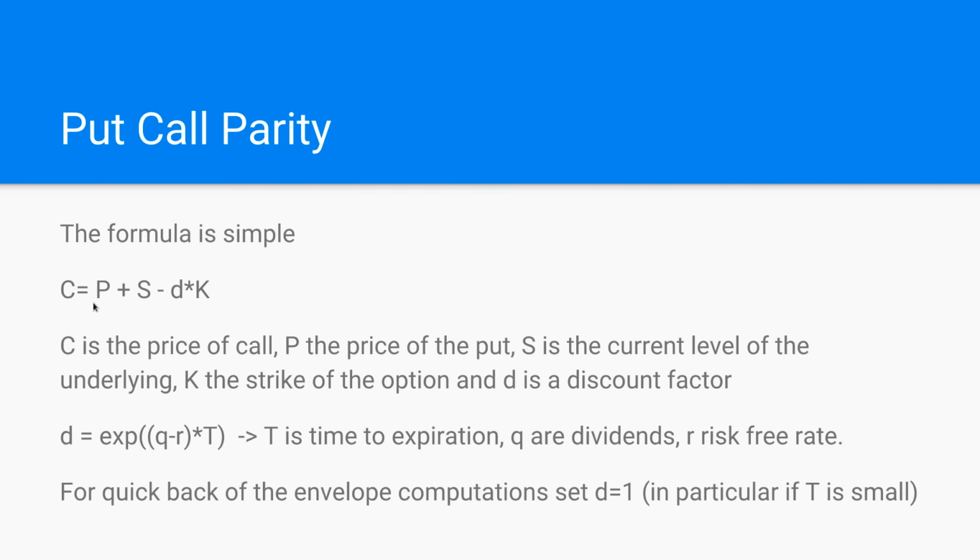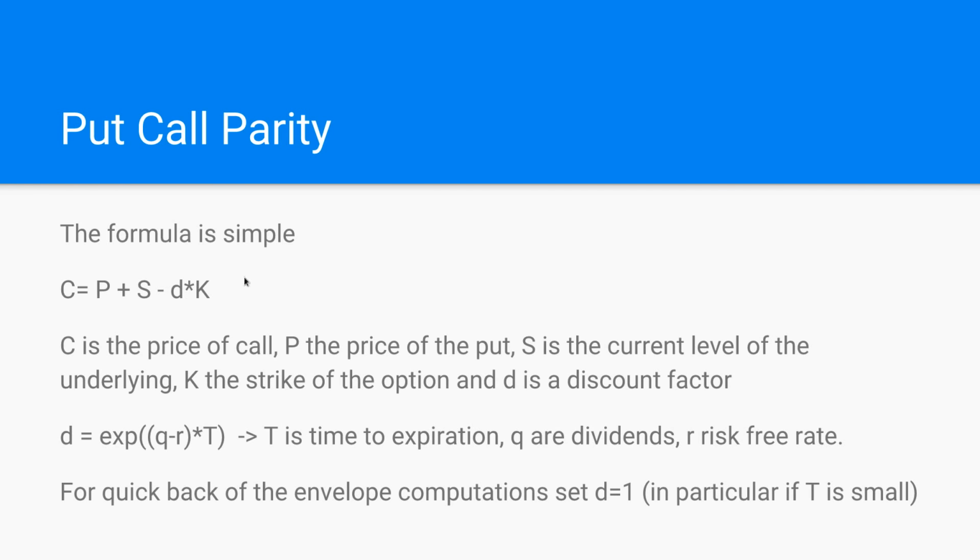So what does it mean? You notice there is a connection between the price of a call and the price of a put. They are not independent. If you know the price of a put, you can know the price of a call, because the price of the underlying is known, the strike is known, and the discount factor can also be known.